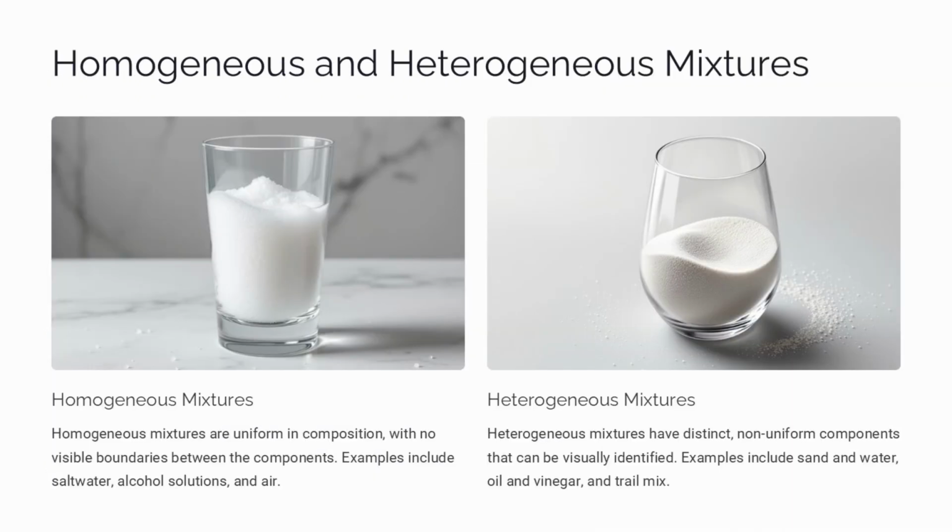Homogeneous mixtures are uniform in composition, with no visible boundaries between the components. Examples include saltwater, alcohol solutions, and air. Heterogeneous mixtures have distinct, non-uniform components that can be visually identified. Examples include sand and water, oil and vinegar, and trail mix. The key difference is that homogeneous mixtures appear uniform, while heterogeneous mixtures have distinct, identifiable components. Understanding the difference between these two types of mixtures is important for many scientific and practical applications.